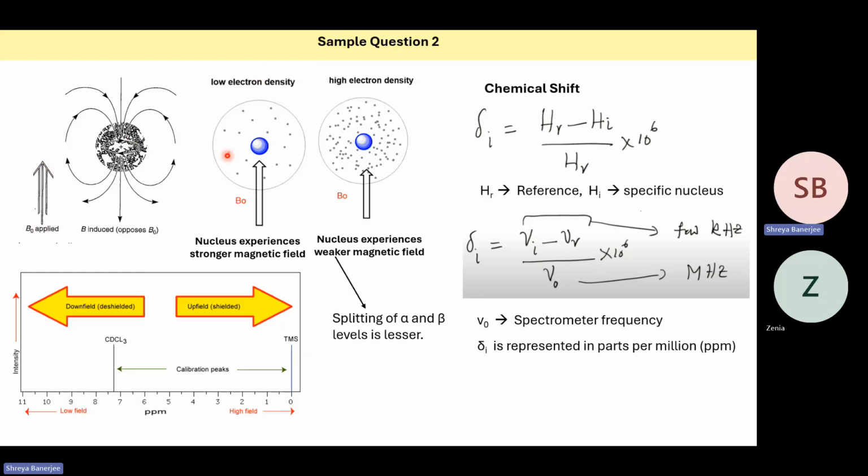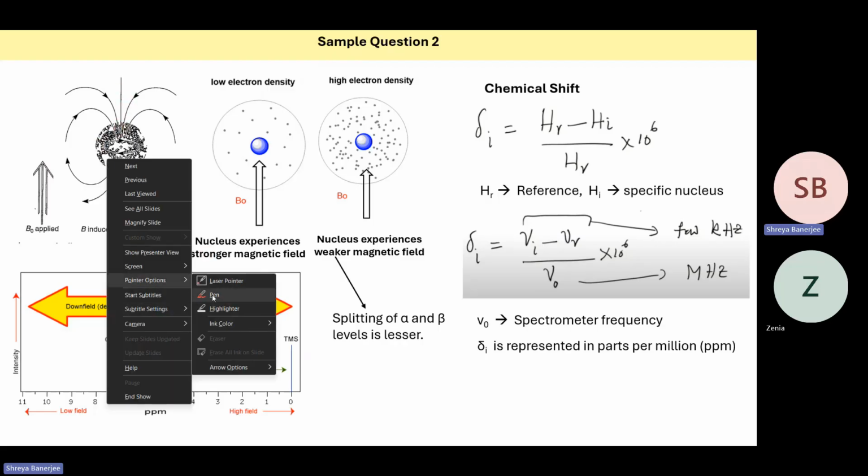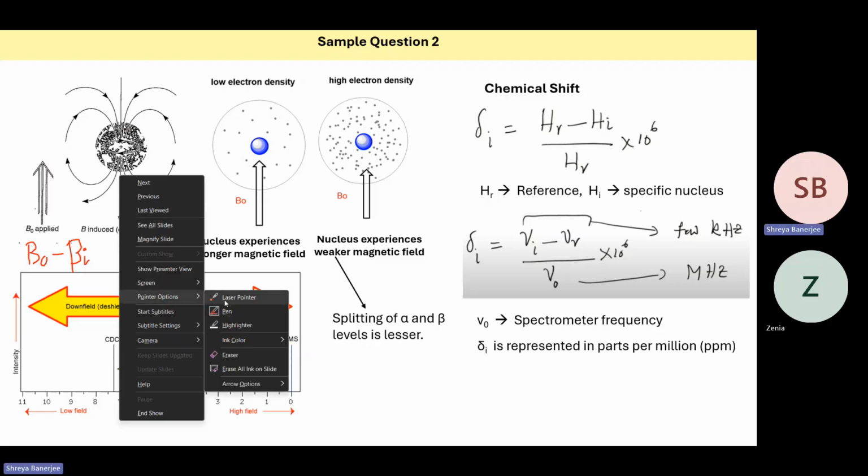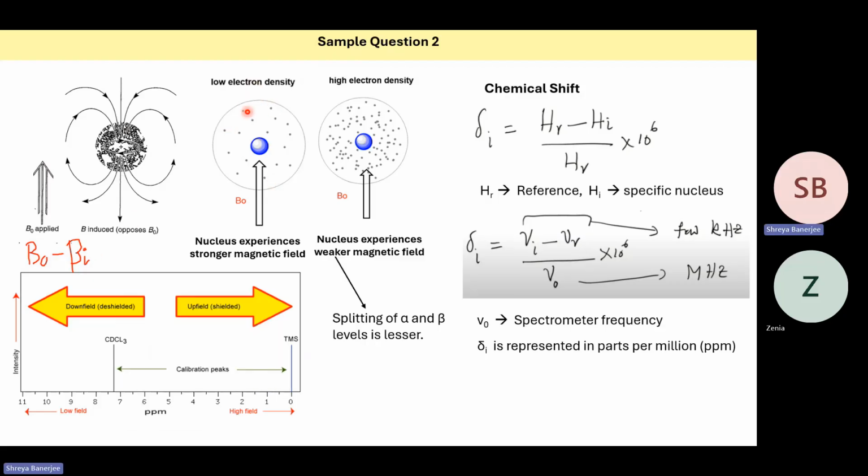Now, when there is a low electron density, the induced magnetic field is low. So the net magnetic field experienced will be B0, that is applied, minus Bi, that is induced. So if there is low electron density, Bi is low, so it is experiencing a high magnetic field. And if electron density is high, Bi is high and it is experiencing a weak magnetic field.